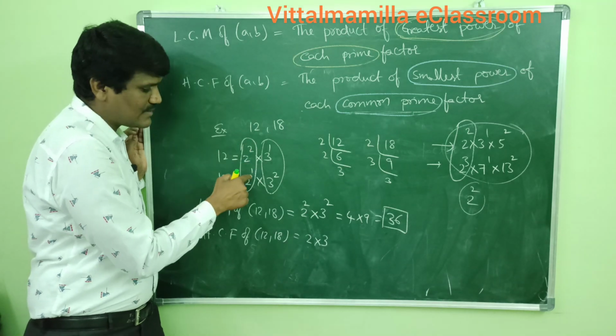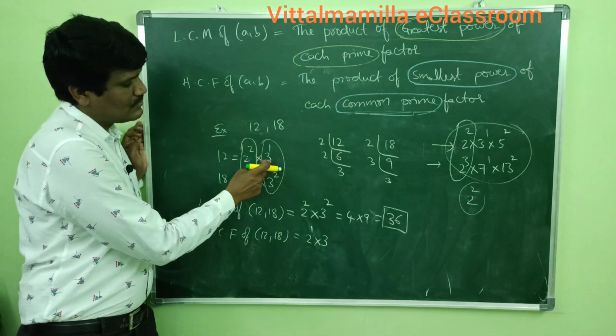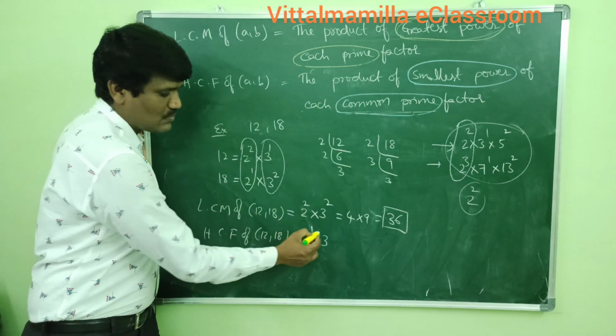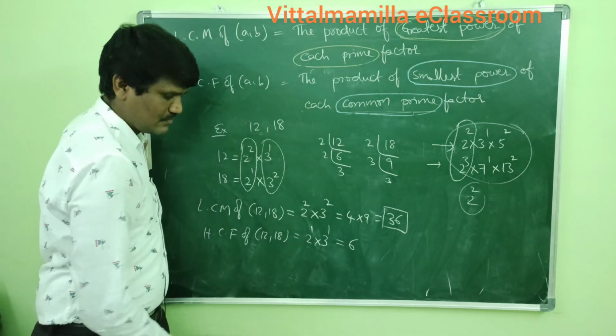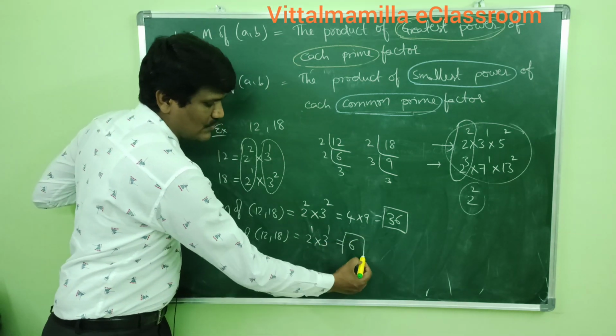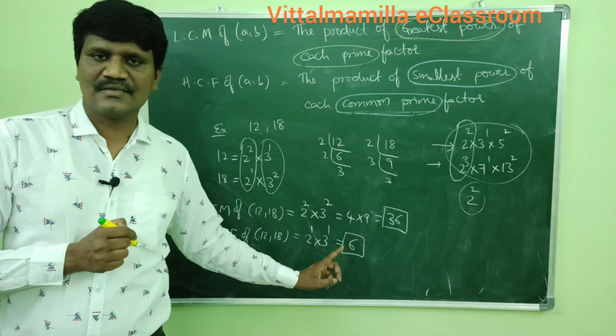First one is 2 and second one is 1. So I should take the smallest one. And 3 power 1, 3 square, the smallest one. So it is equal to, I can write 6. So 6 will be your HCF. LCM is 36, HCF is 6.